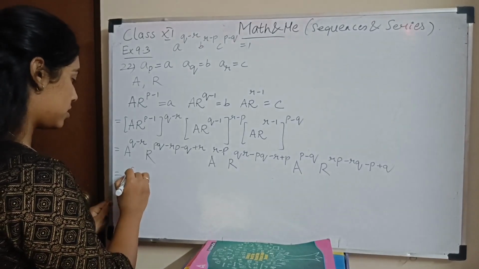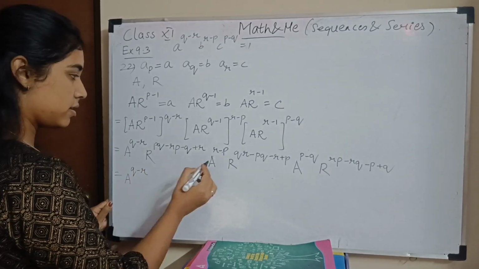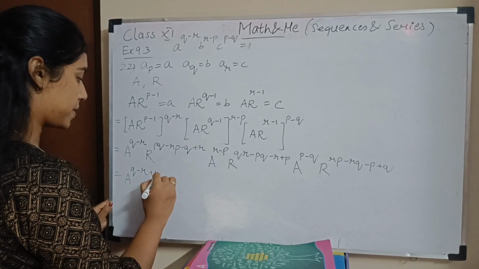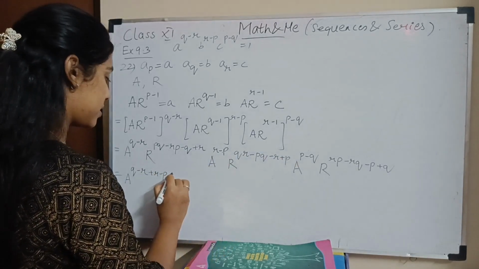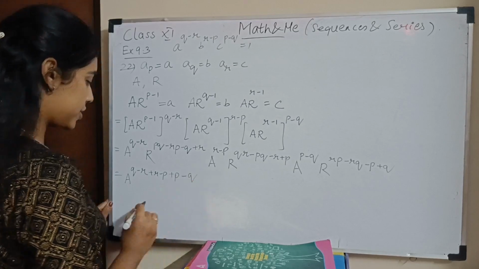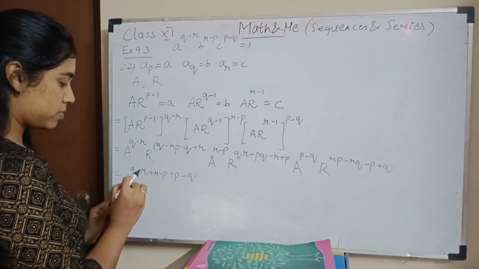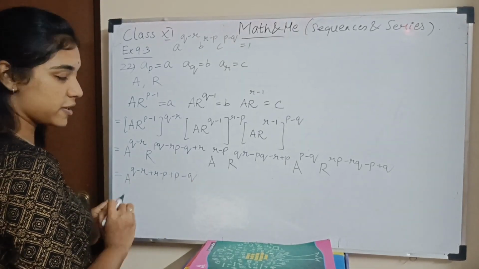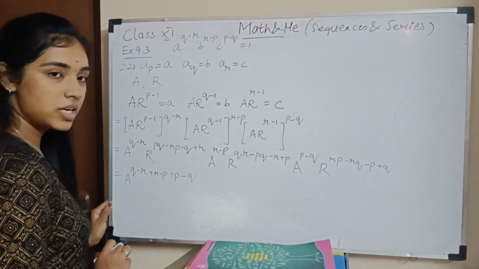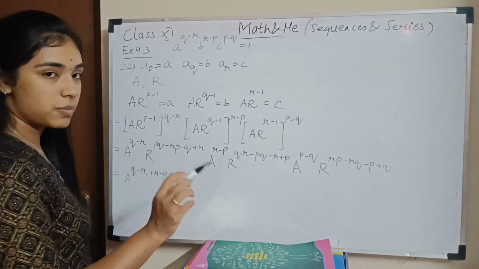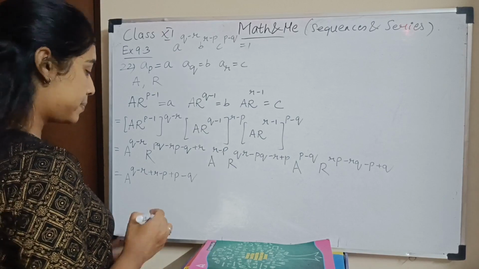A to the power q minus r plus r minus p plus p minus q. What do you see? q minus q goes away, minus r plus r, and minus p plus p. So basically you have A to the power 0, which is 1. So the A term is gone. So let's do that in the next step.